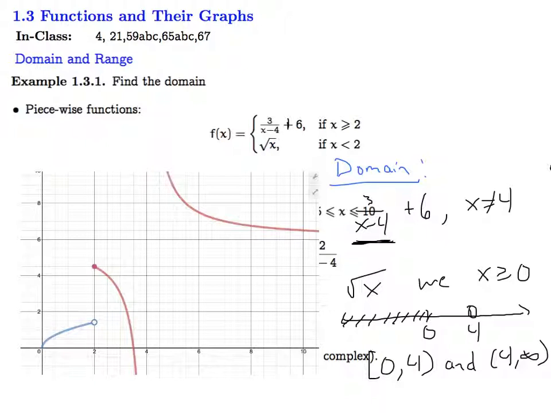So this is going to be our domain, and we can see this over here also in our graph. If we look at our graph down here, we've got outputs anywhere from 0 up until 2, we really do get an output there, all the way over until 4, and then we've got a break in our graph, and then we start our graph over at 4 and keep going. So this tells us that numbers between 0 and 4, and from 4 to infinity, are safe to put into this function.